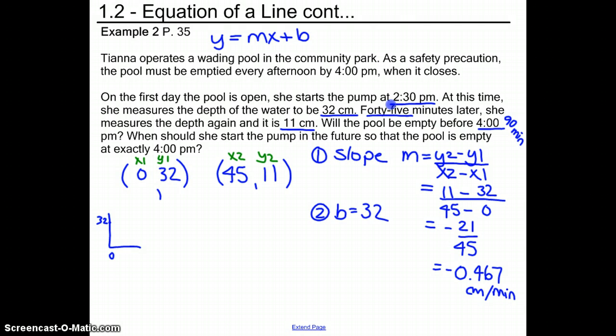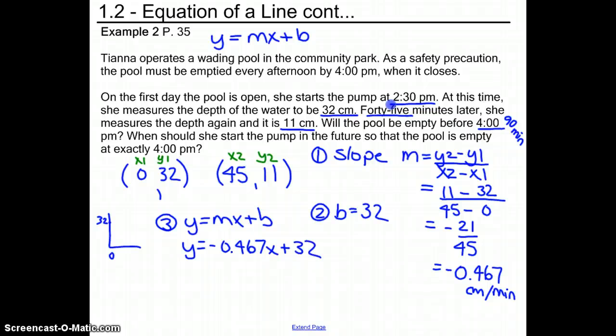So the second thing we need is that b equals 32. Now we can create a formula. So part 3, y equals mx plus b. So y equals negative 0.467, which is our slope, times our x value, plus b is 32. So that would be our equation. Then the fourth thing is they're asking us how long it will take for the pool to empty.